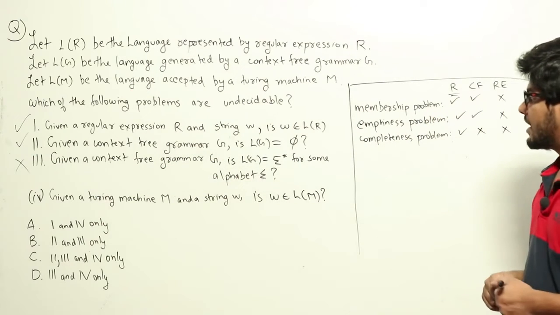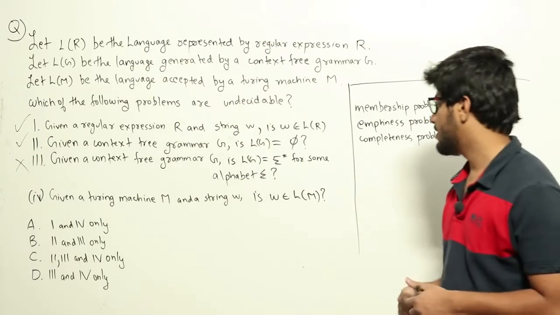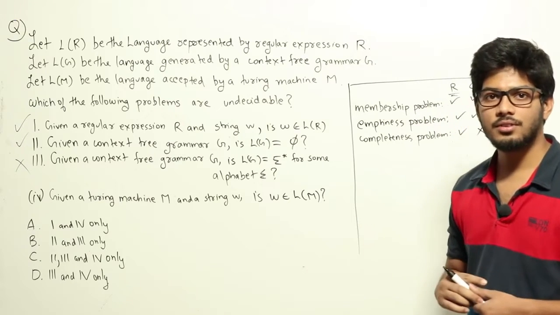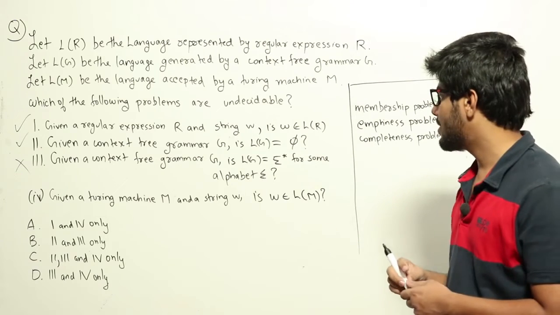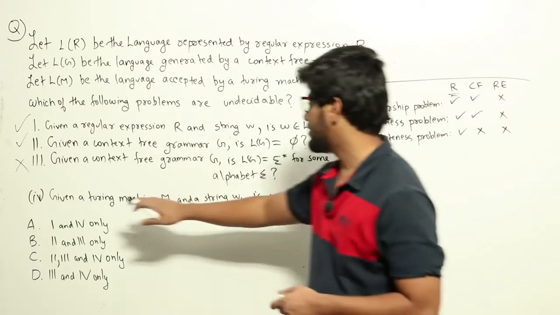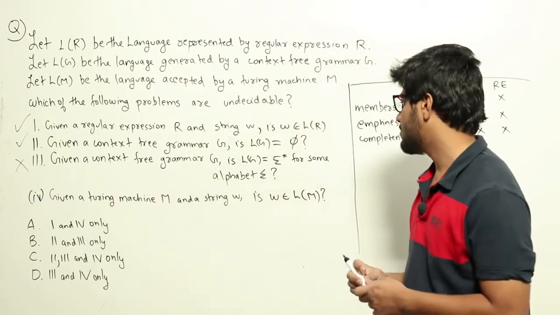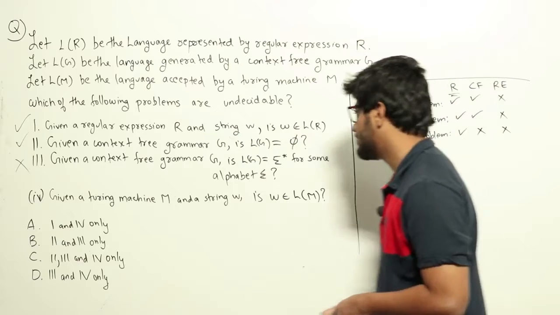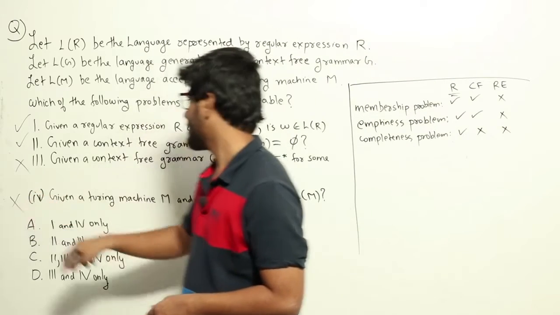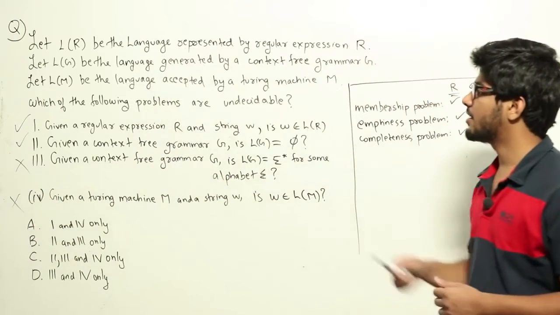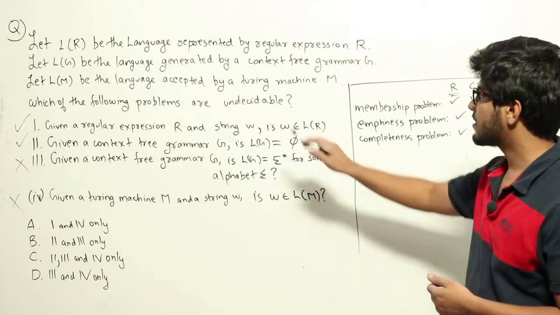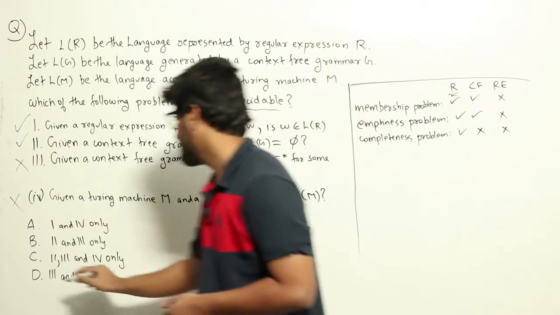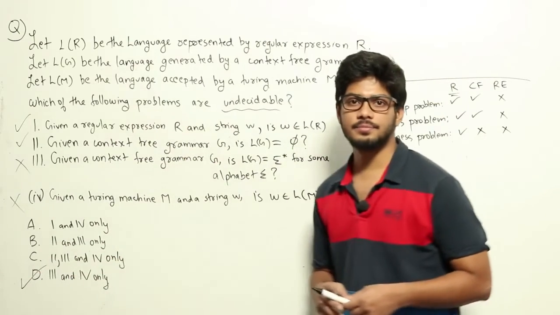Statement 4, given a Turing machine M and a string W, does W belong to the language of the Turing machine. Now this is the membership problem. The membership problem for recursively enumerable languages is undecidable. They have just given a Turing machine M, that means a recursively enumerable language, and the membership problem for that is undecidable. So 3 and 4 are undecidable here, 1 and 2 are decidable. And in the question they were asking which of the following problems are undecidable. So the answer is 3 and 4. Option D.